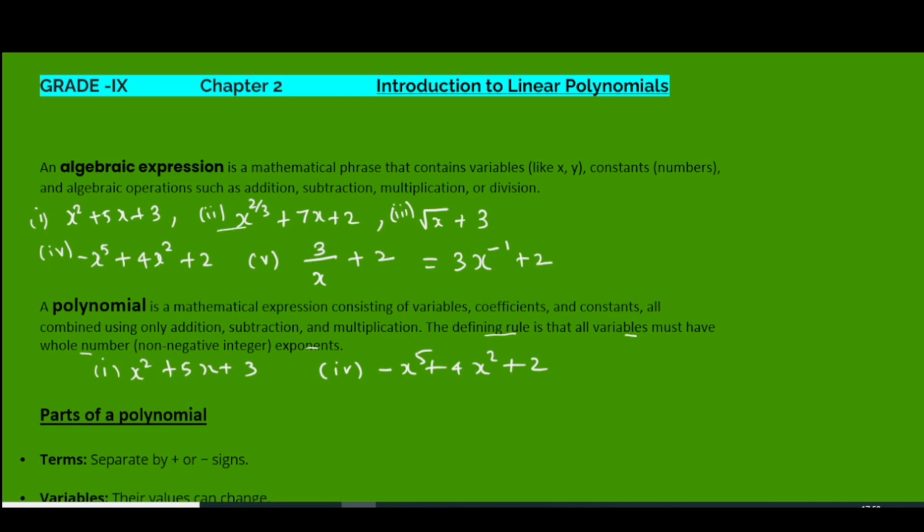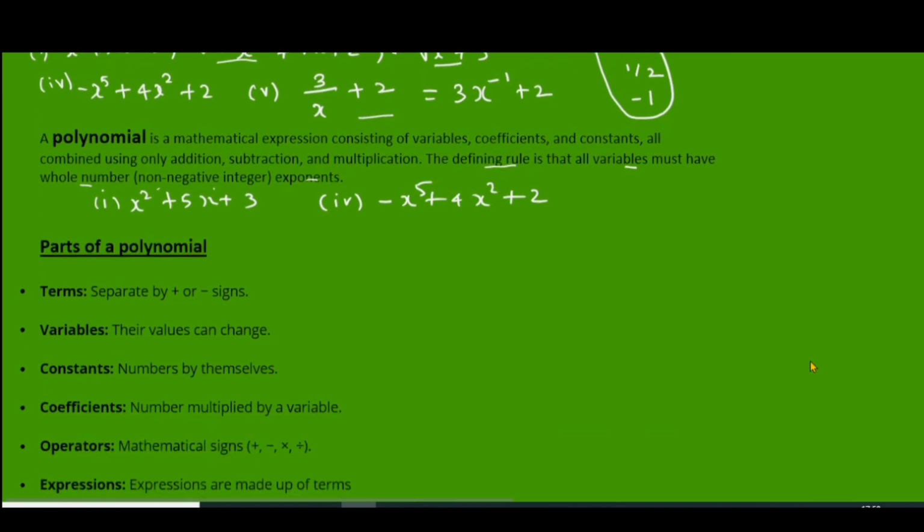So for the second, third, and fifth expressions, the exponents are: in the second one the exponent is 2 by 3, in the third one the square root of x is nothing but x power 1 by 2, and in the fifth one the exponent is minus 1. So when exponents are not whole numbers, those algebraic expressions are not polynomials. They are only algebraic expressions. So here only 1 and 4 are polynomials, because here there is plus 2, which is x power 0, and plus 5, x power 0. So an algebraic expression in which the exponent of a variable is a whole number is a polynomial.